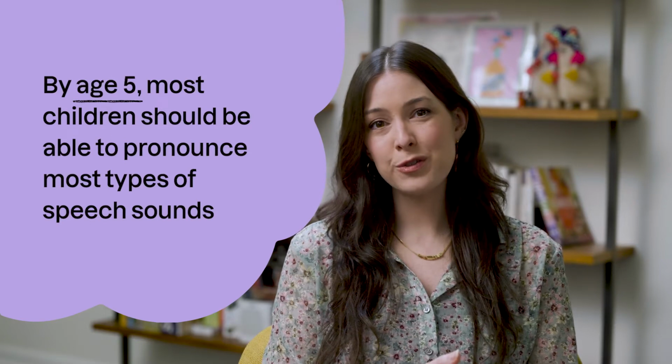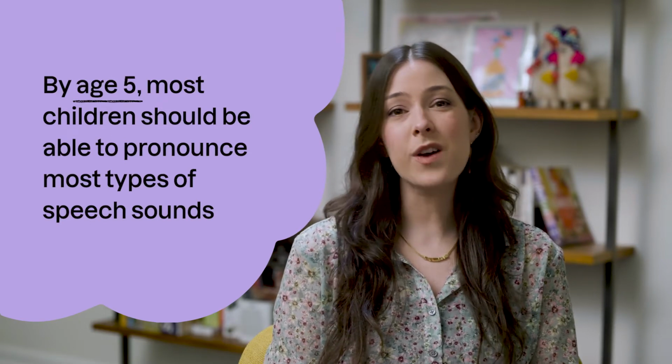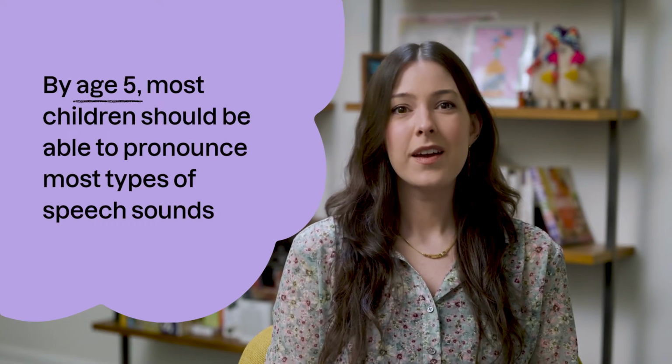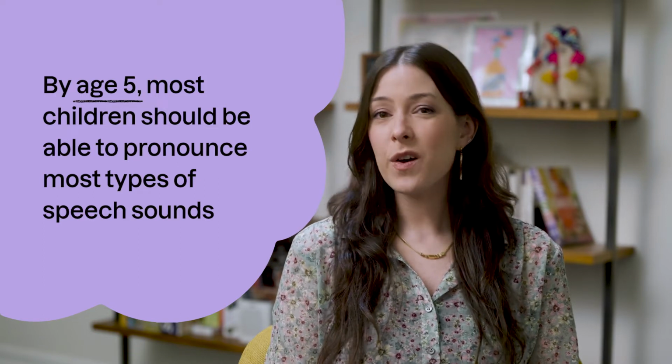Some sounds may come easily, like the p or w sounds. Others are more difficult, such as z, sh, or th. By the age of 5, most children should be able to pronounce almost all types of speech sounds. However, if a child has difficulty saying sounds or words correctly past a certain age, this can be a sign of a speech sound disorder.